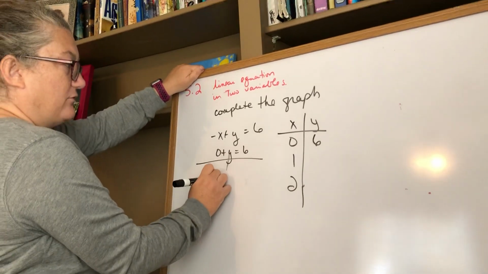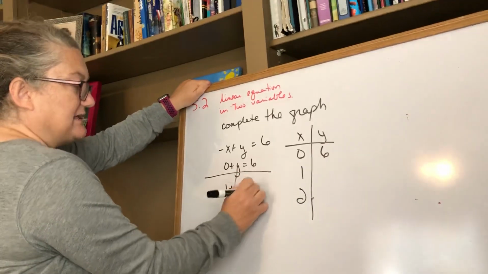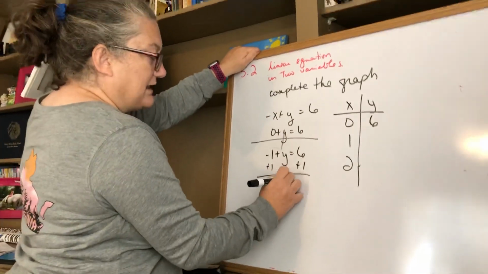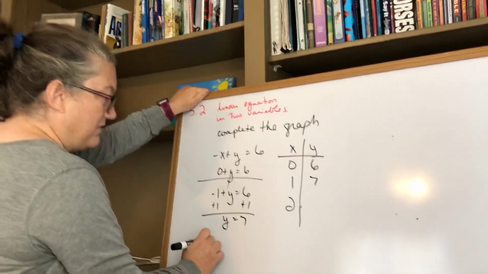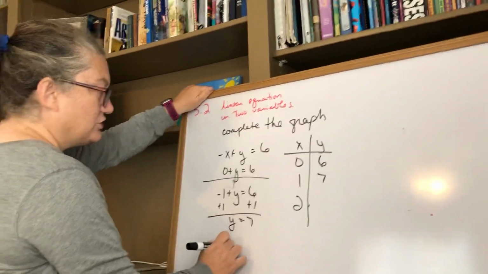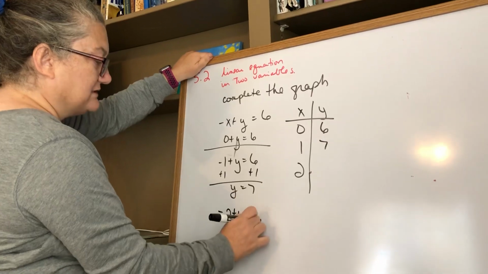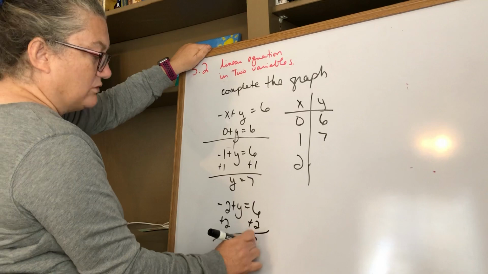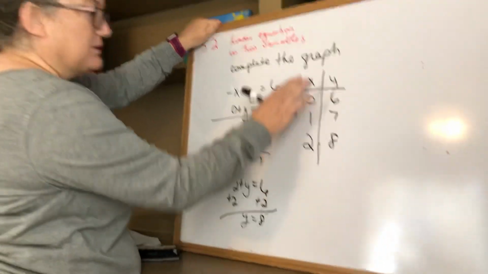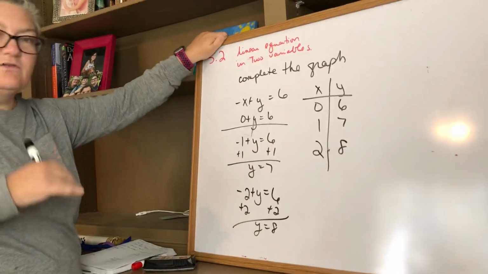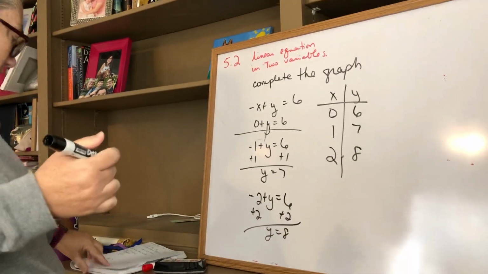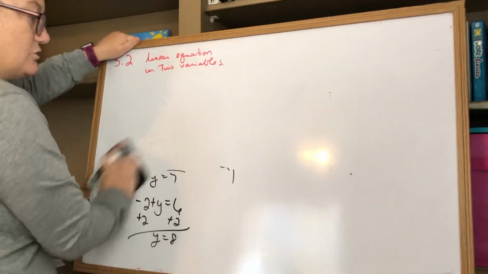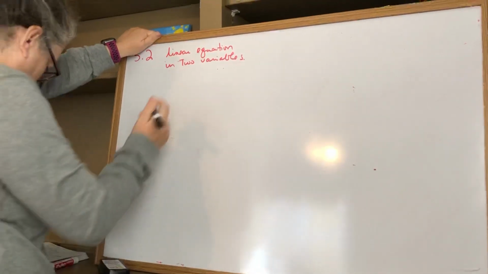Then I can put -1 plus y equals 6, solve for the y, have to add 1 to both sides, y equals 7. And then I have -2 plus y equals 6, I solve for y, and I get y equals 8. So all we're doing is plugging in the known values we have and solving for the variable that's left over. One last one here. We'll do more of the graphing in the next section.